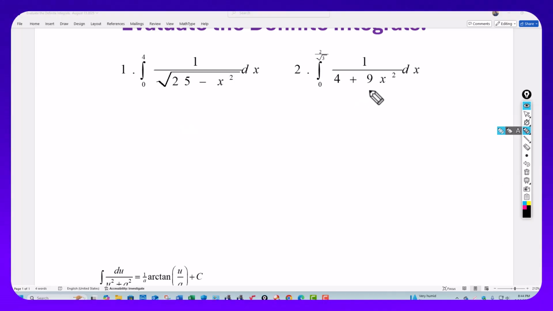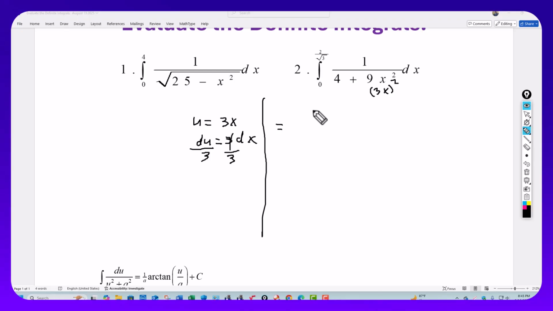So let's write this as 3x quantity squared. That'll be the u here. I'll let u equal 3x, then du would equal the derivative of 3x, which is 3, times dx. Dividing through by 3, dx is equal to du over 3. So let's start over here then. I will have to change the limits of integration because I'm changing the variable. For the lower limit, x is equal to 0, so when x is equal to 0, u is equal to 0. So the lower limit is still going to be 0.